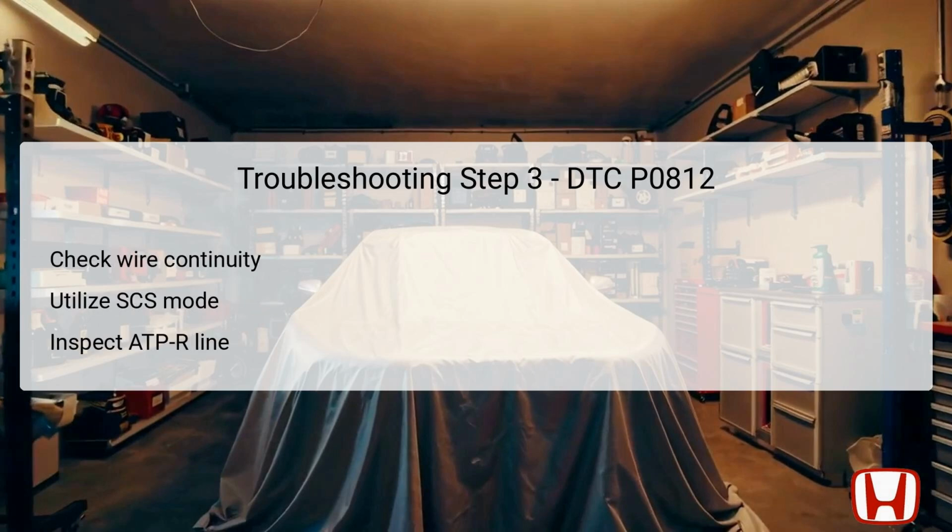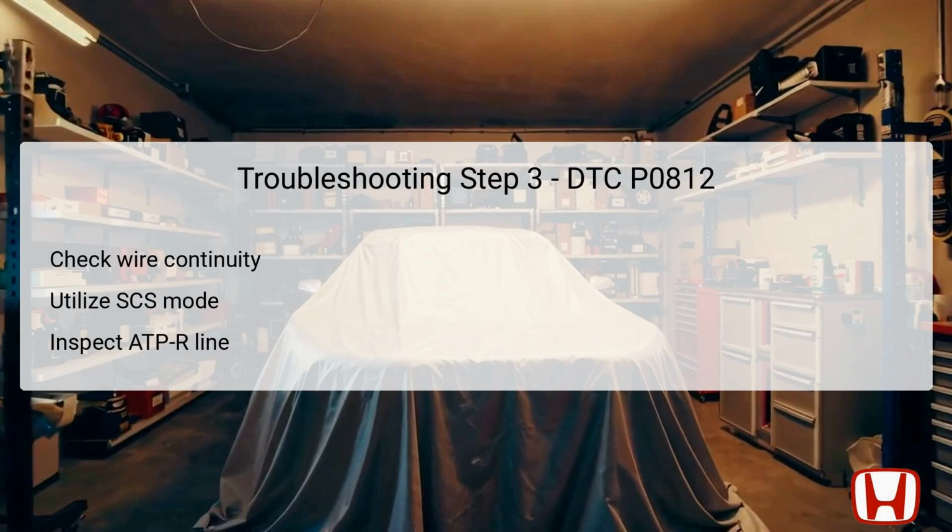The third troubleshooting step is to conduct an open wire check on the ATPR line to verify continuity between key test points. Start by selecting the off mode using the engine start-stop button, and jump the SCS line with the HDS tool to enter the short check mode. After that, disconnect the PCM connector A, 51P, to isolate it from the circuit.